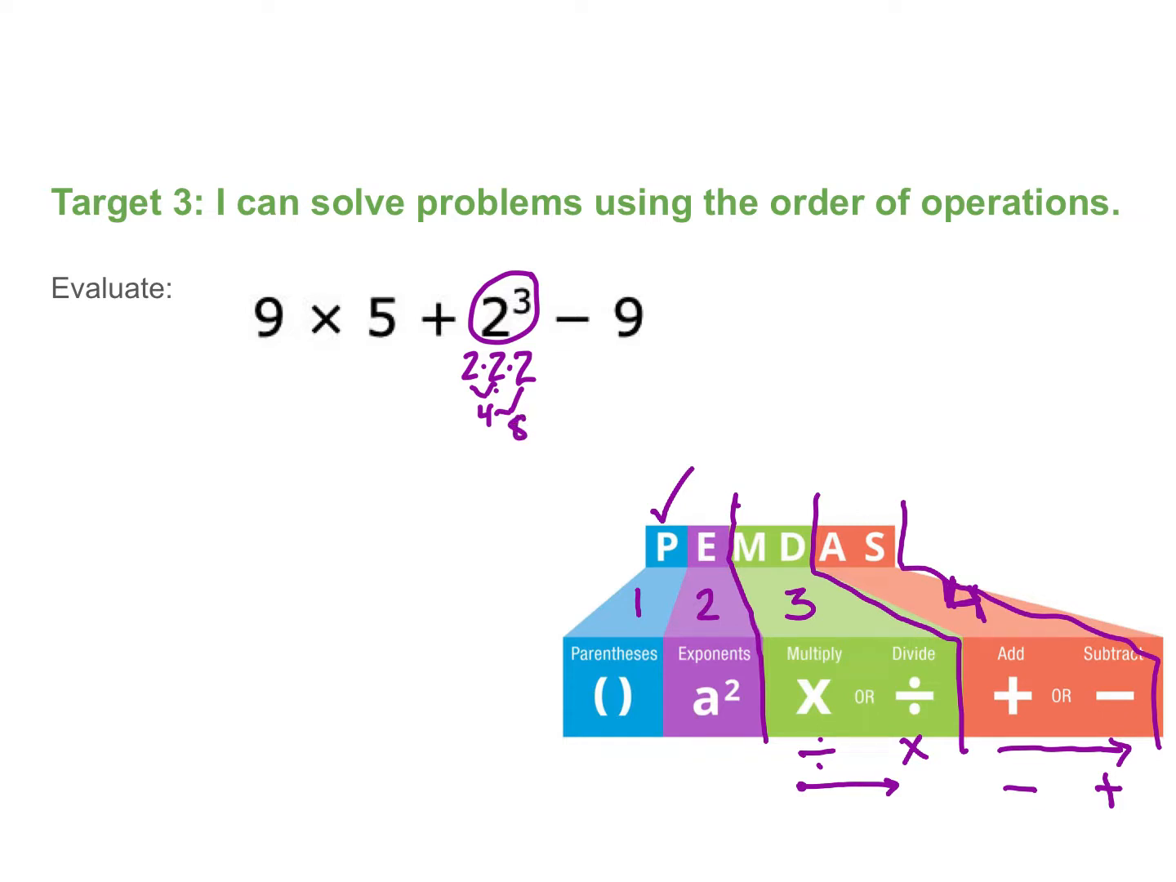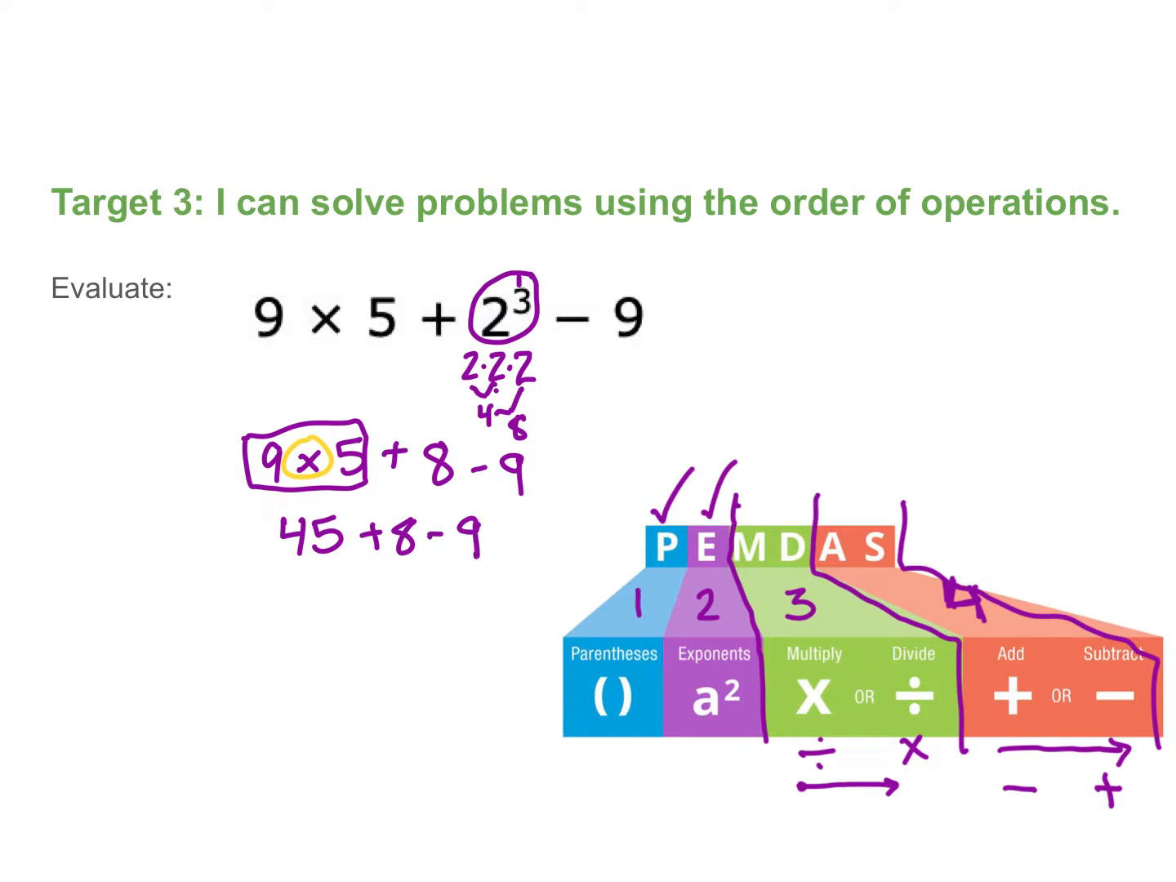So this gets a little messy. I like to rewrite the whole thing. I'm going to say 9 times 5 plus, now instead of writing 2 to the third power, I'm going to write the answer, which was 8 minus 9. Now, I don't have any parentheses, and I'm done with my exponents. So check. I'm moving on to multiplication and division. I see I only have multiplication right here. So I'm going to go ahead and do multiplication next. 9 times 5. That gives me 45 plus 8 minus 9.